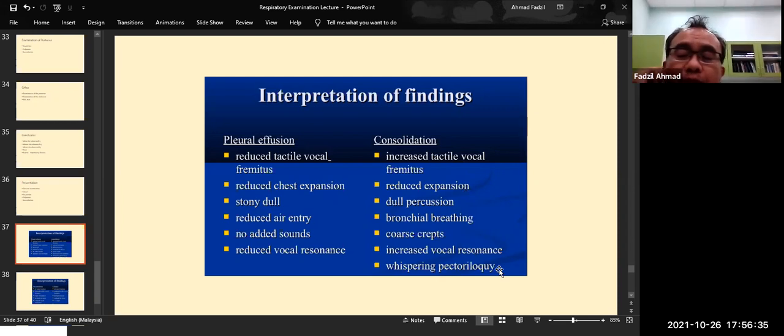Vocal resonance: when you listen with your stethoscope, it seems that the sound comes from somebody whispering in your ear, which you can easily hear in a case of consolidation in an adult.